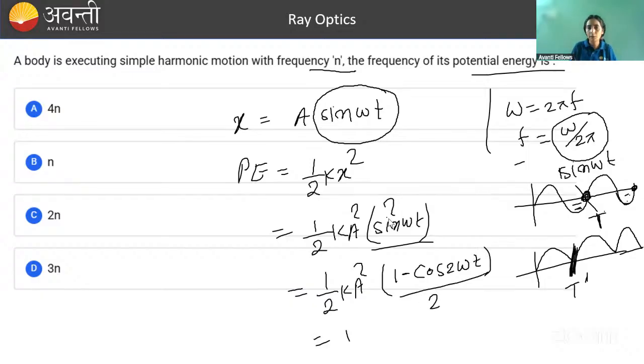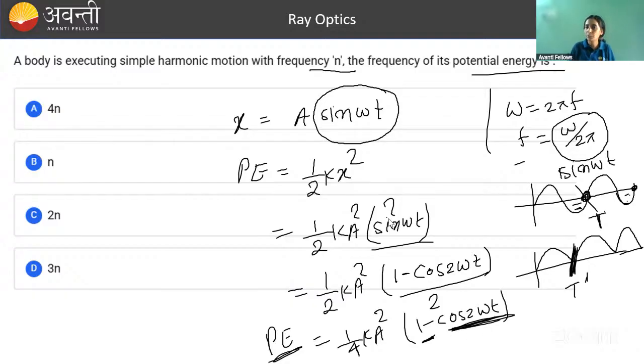So this will become how much? 1 by 4 ka square (1 minus cos 2 omega t). So frequency, I mean, why this potential energy will oscillate? Not because of this constant term, but because of this variable term cos 2 omega t. And what is the frequency of this cos 2 omega t? इसका frequency क्या लिखोगे? Omega by 2 pi. Its omega value is 2 omega.